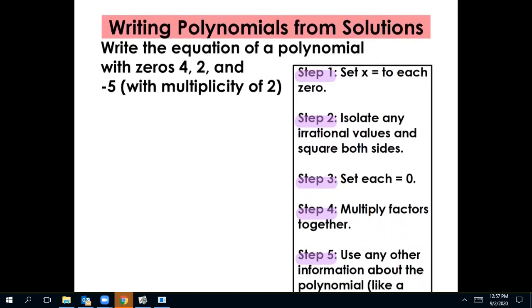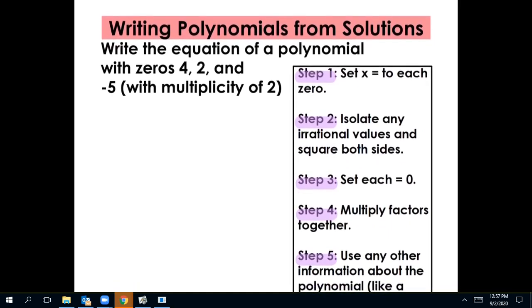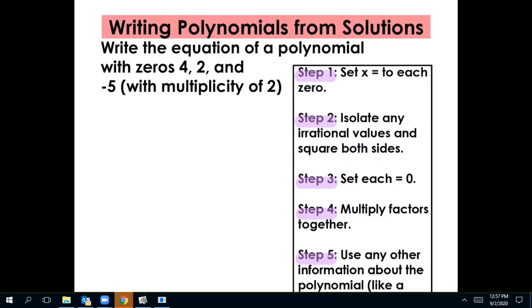This should be really familiar to you, this first one, because it's what you did the first 2 days. It says, write the equation of a polynomial with zeros 4, 2, and negative 5. So when we have zeros of 4, 2, and negative 5 with multiplicity of 2, I want us to do these steps as if we're reading them on the right. Set x equal to each 0. So what that means is that we have x equal to 4, x equal to 2, and then x equal to negative 5 twice because the multiplicity is twice.